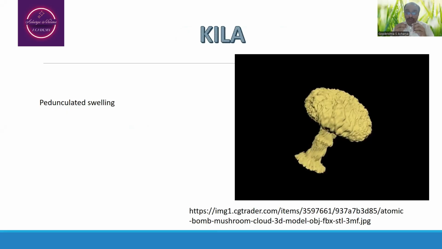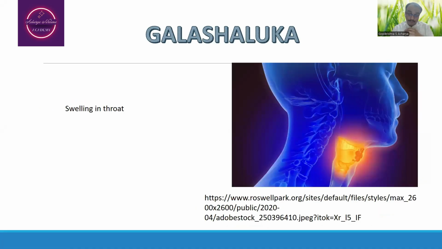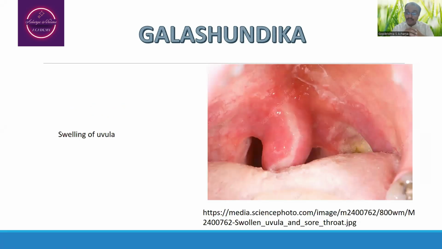Here the swelling has a narrow structure connecting the body with the tumor. This is what is considered to be Kila. Galashaluka, it is a swelling observed in the throat region. Galashundika, that is the swelling observed of the uvula. This is considered to be part of the soft palate. So that is the Galashundika.